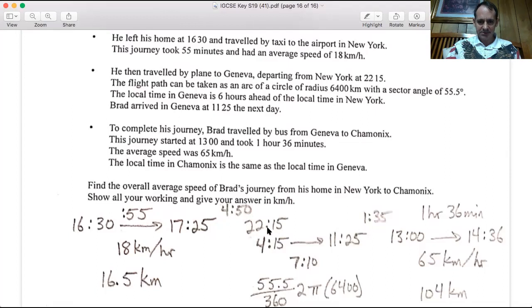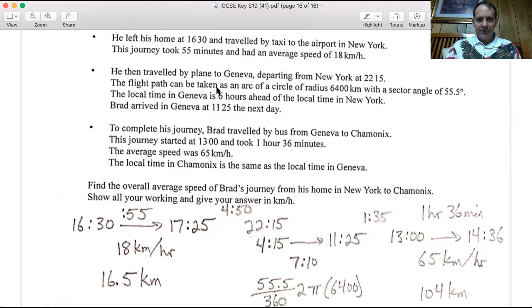That's when he leaves. And he's going to Geneva, which is 6 hours ahead of New York. So in Geneva time, 6 hours ahead would be 4 o'clock and 15 minutes in the morning. 22:15 is in the evening. Bump it up 6 hours for Geneva time is 4:15 in the morning.